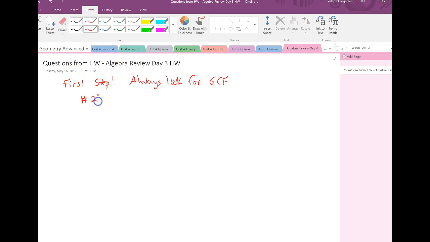On number 2 on the homework, it said the following: 6x cubed y minus 3x squared y squared plus 9x squared y squared. Now, remember, when you look for greatest common factor, it has to come out of all three terms. So what number comes out of all three terms? Well, 3 comes out of all three. And then I look to see what variable comes out of all three. So I have an x cubed, x squared, and x squared. Well, an x squared can come out of all three. And then we have a y, y squared, and y. So we took out a y from all of them.